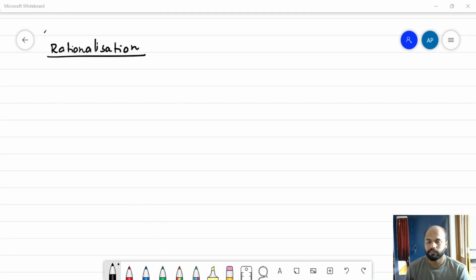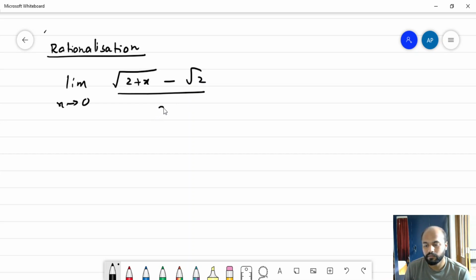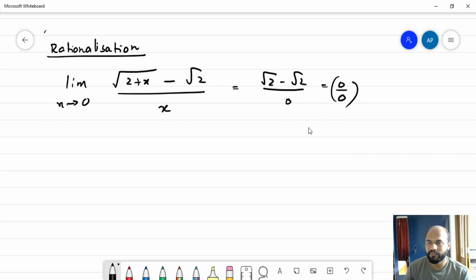Now let's take some examples based on the concept of rationalization. For example, if we have such a limit, limit x tending to 0, root over of 2 plus x minus root 2 divided by x, what do we do in this case? So the first thing, you can see that if I put x equals to 0, then what I'll get is root 2 minus root 2 divided by 0, which is of the form 0 by 0. So it's an indeterminate form, and this doesn't have any specific value. So that is why we have to evaluate this as a limit.